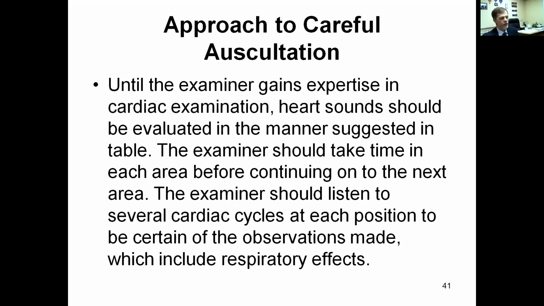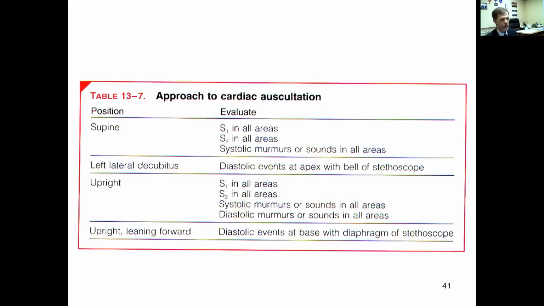Okay, what else should we examine? The examiner should take time in each area before continuing to the next area. So we should carefully examine each area and understand what happens at each point of auscultation. You should listen to several cardiac cycles at each position to be certain of the observations made, including respiratory effects. In each position, you should ask the patient to breathe. You should listen at each position when the patient breathes in, when the patient breathes out, and note what happens with heart sounds.